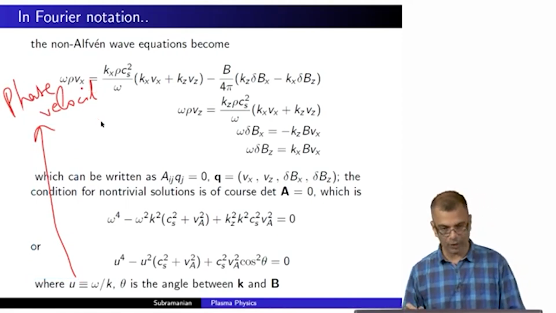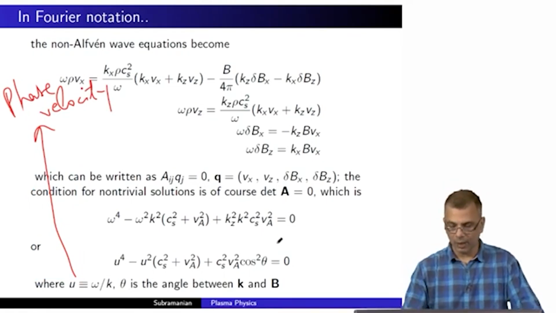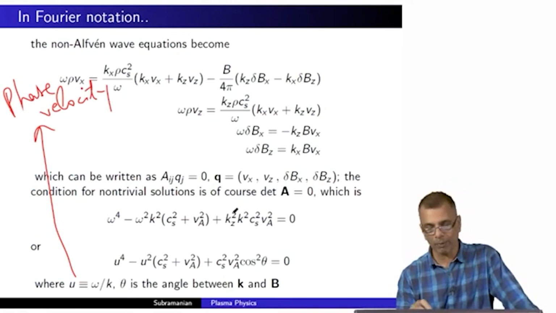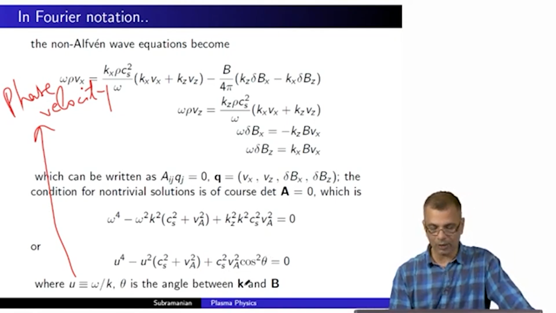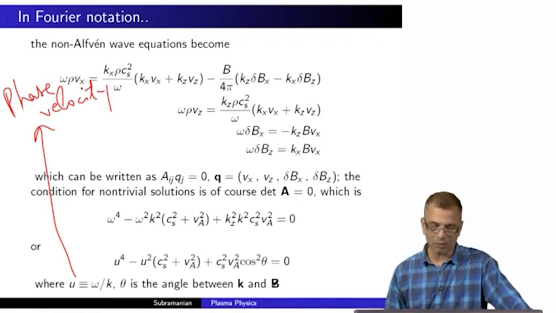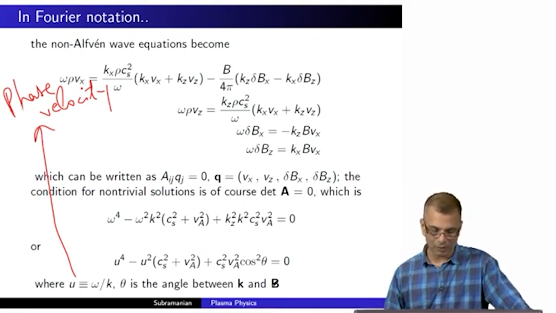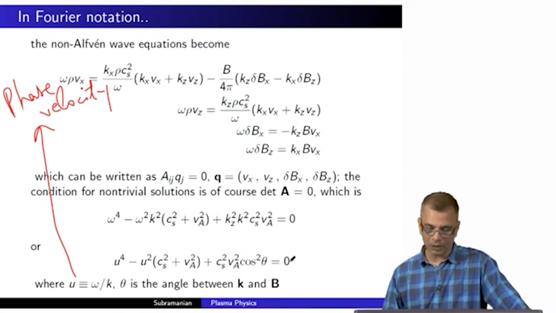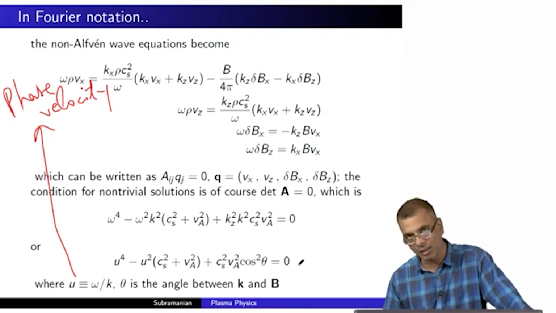U, which is omega over k, is just the phase velocity, right? And instead of writing kz and k separately, we have simply invoked a theta, where theta is the angle between k and B. So essentially it's kz over k is tan theta. However you want to look at it, theta is simply the angle between k and B, and so this is the same as this. These two equations are just the same. This just looks a little simpler.